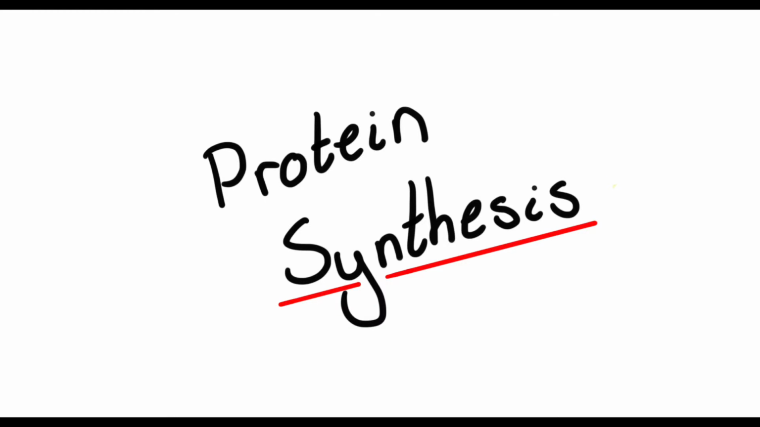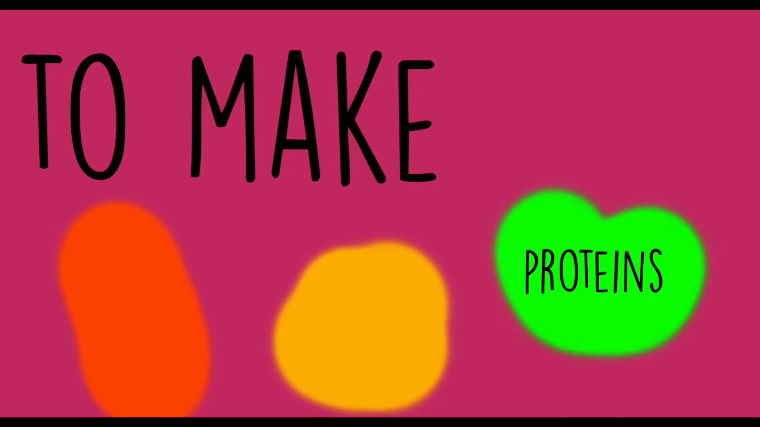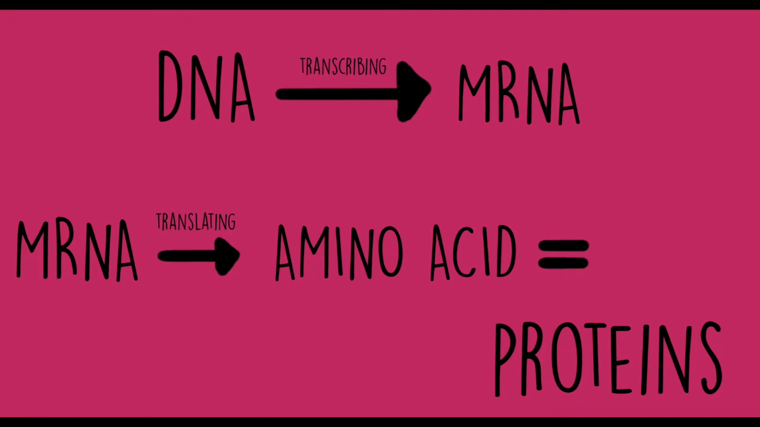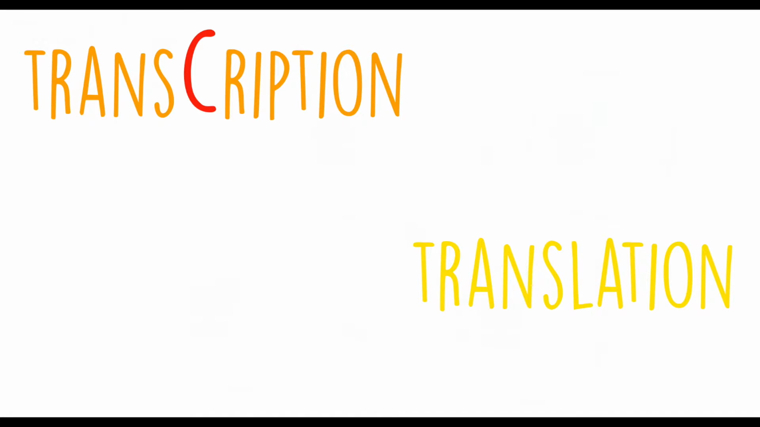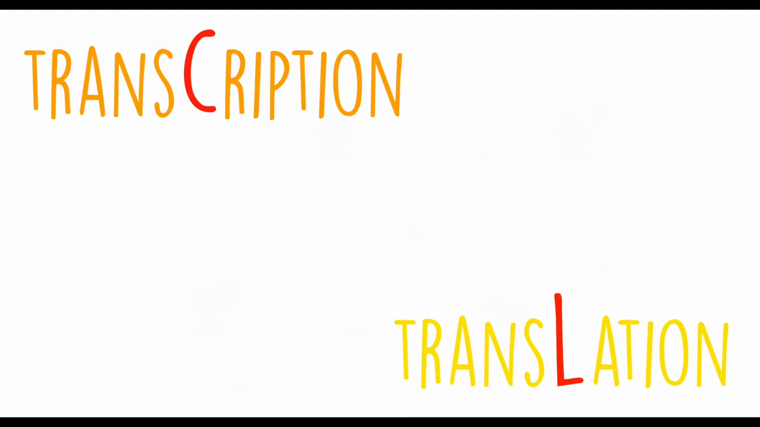Protein synthesis means to make proteins. This is the process of transcribing DNA into mRNA, then translating mRNA into amino acid sequences. Eventually, these will become proteins. Protein synthesis has 2 major steps: transcription and translation. Because transcription and translation sound so alike, if you remember that C comes before L in the alphabet, you can remember that transcription comes before translation.